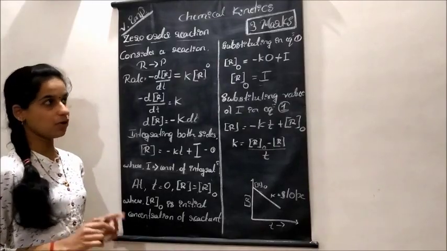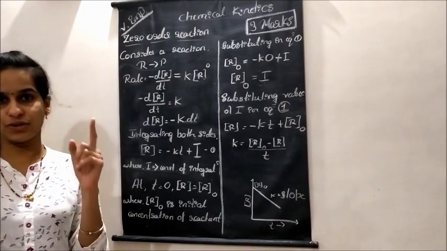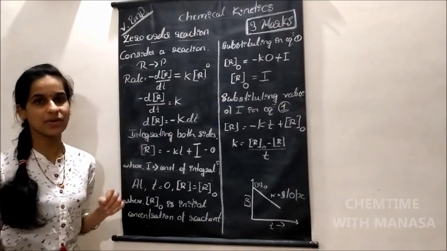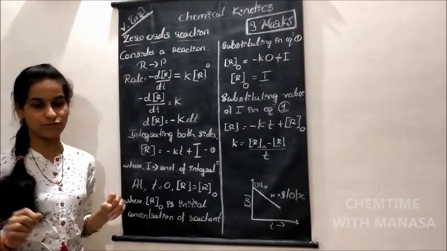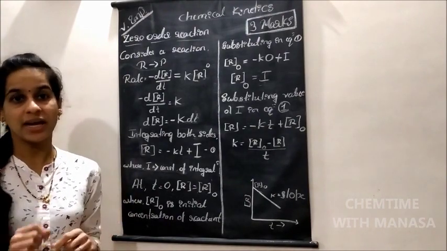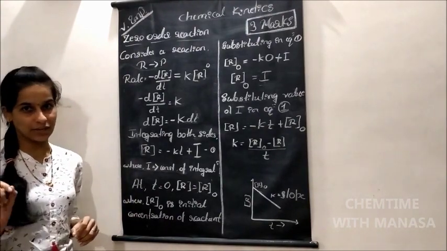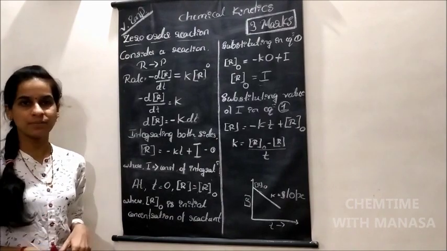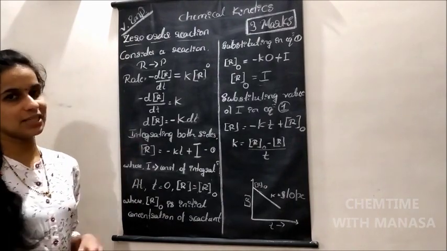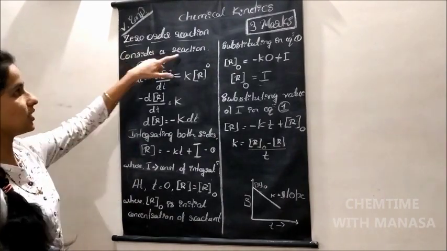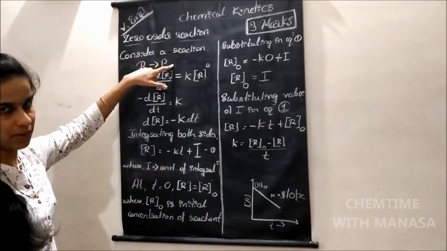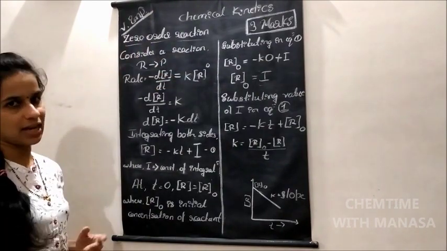Dear students, one of the definite questions asked in your examination is: derive an expression for the rate constant of a zero order reaction, or derive the integrated rate law expression for a zero order reaction. So let us consider the derivation. Let us consider a reaction R gives P of zero order.